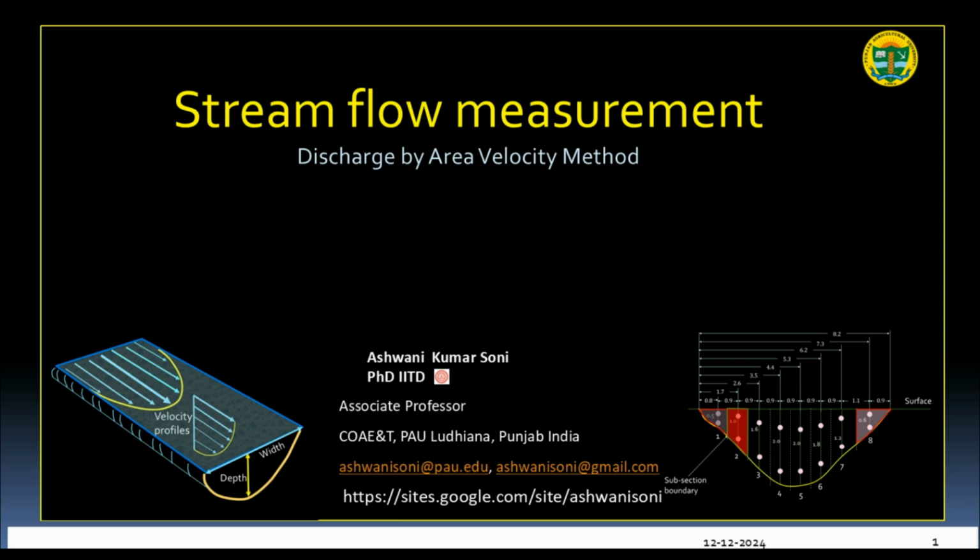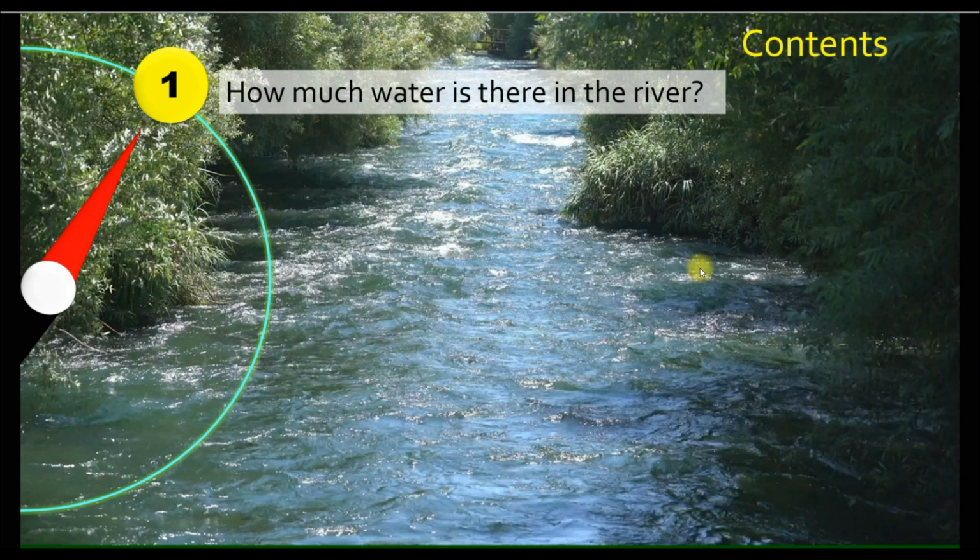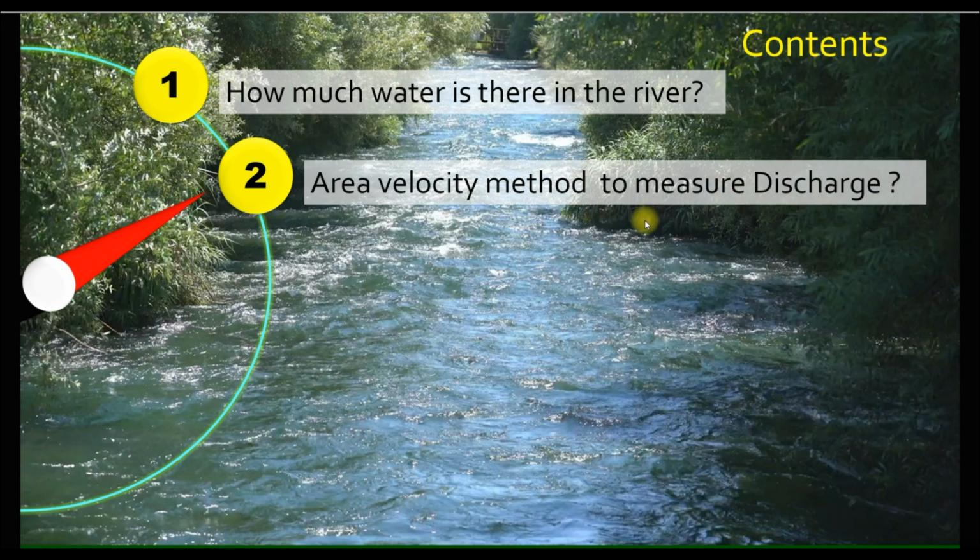Have you ever wondered how much water is there in a river or a stream? Hydrologists need this in many situations. Since the volume of water is not constant in any river, the term flow rate or discharge describes the volume of water flowing per second in the stream. There are many direct and indirect methods of measuring this discharge, but today we will discuss the area velocity method.